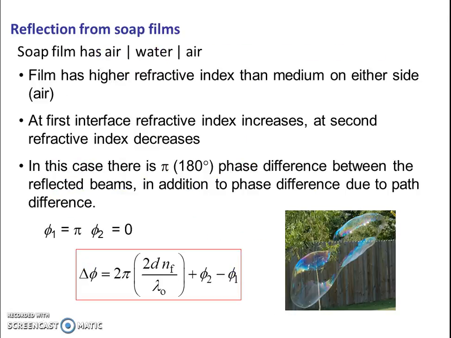So now we can see some practical examples of such thin films, which occur most in nature. It is the coloring of soap films or soap bubbles. A soap film has an air, water and air interface. So the film has a higher refractive index than the medium on either side, which is air. At the first interface, the refractive index increases, and at the second interface, the refractive index decreases.